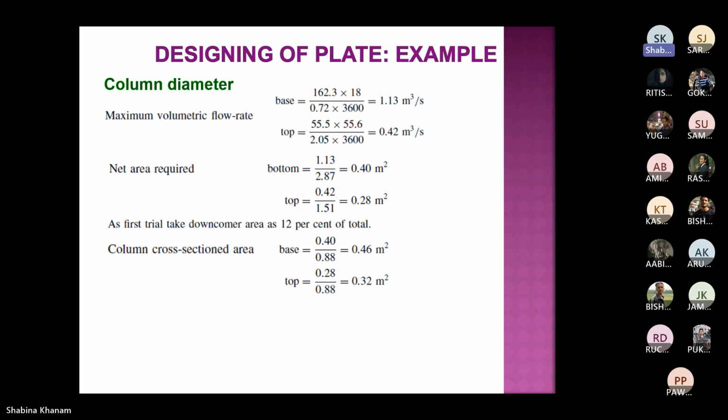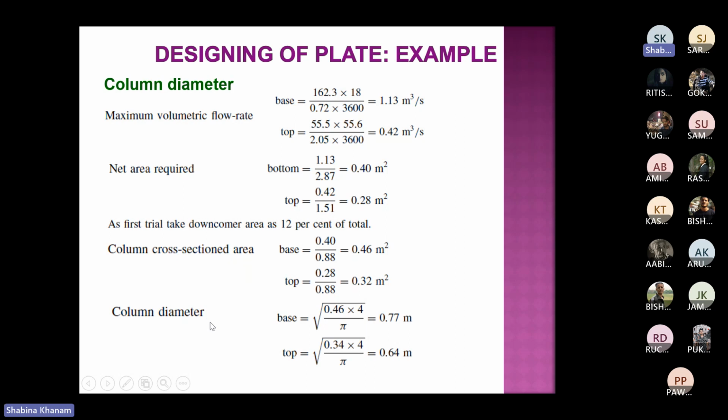So once I'm having the cross sectional area, the column area we can find depending upon the base as well as the top. So column diameter you can consider as 0.77 meter, which is more than this. So we will choose 0.77 as column diameter. In this way you need to find out the diameter always, depending on whatever the location may be.